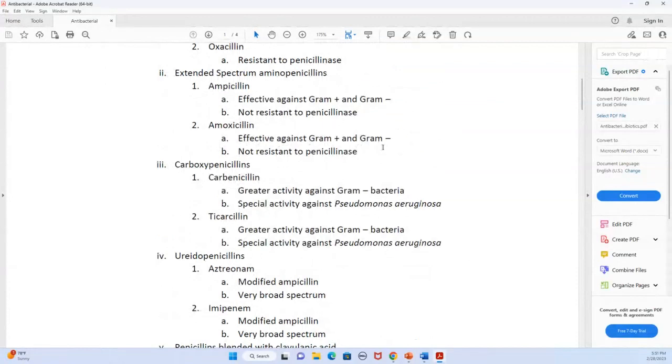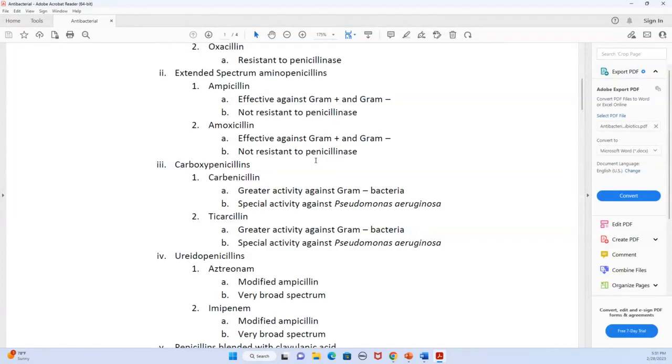This is effective against gram positive and gram negative. Problem with this one though, it's not resistant to penicillinase. So if it's a bacteria that produces penicillinase, we may get in trouble with it because it will not do any good. It basically makes the amoxicillin negated. It can't work because that penicillinase is going to break down that molecule. All right. So we'd want to pick one that was out of maybe the penicillin group just based on that because we don't know what they have.